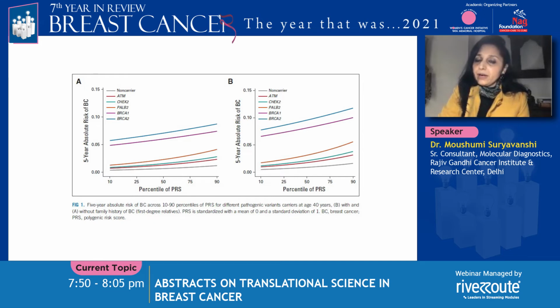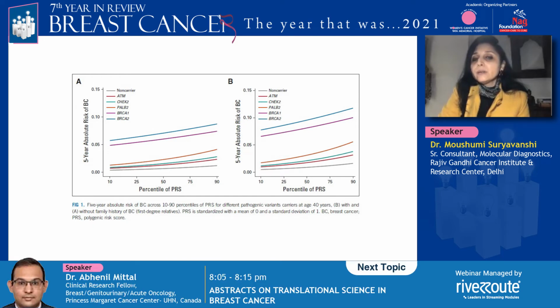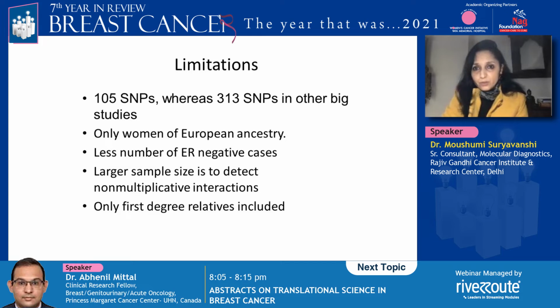BRCA1 and BRCA2 stand apart. They already have more than 50%. So you need to look at the genes where the risk is increased more than 20%. And what comes in that category are your ATM and CHEK2, mainly ATM and CHEK2, and to some extent maybe PALB2. So this is what we conclude from this study.